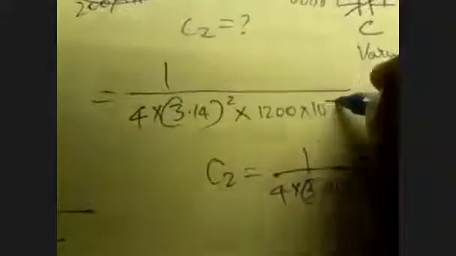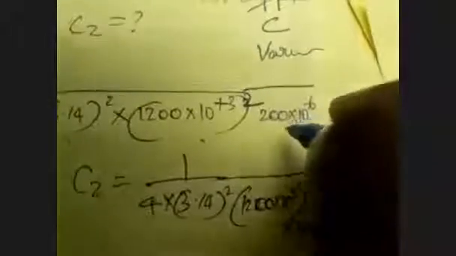Okay. So C2, that means F2, will be 1200 kilohertz. C2 is equal to 1 divided by 4 pi into 3.14 whole square, into F2 square. F2 will be 1200 into 10 power plus 3 because it's kilohertz, squared, and L value will again be 200 into 10 power minus 6 because it's 200 microhenry. So 1 divided by 4 into 3.14 whole square into F square, 1200 into 10 power 3 whole square, because it is 4 pi square F square, and again L will be 200 into 10 power minus 6.